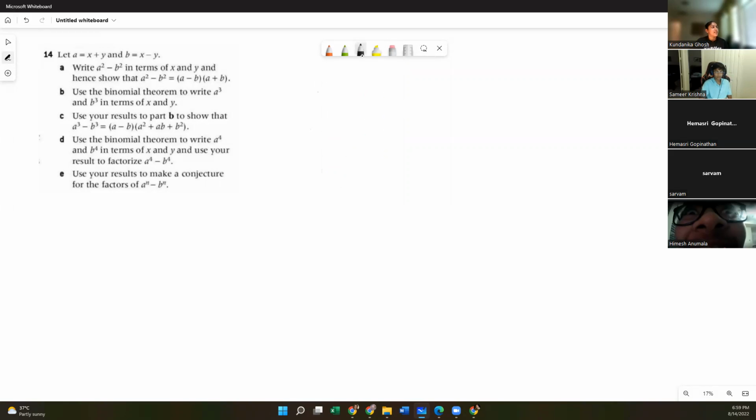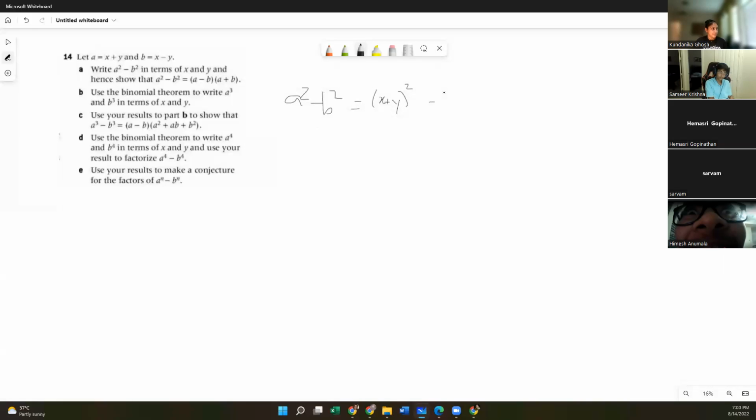Okay, so A: write a squared minus b squared in terms of x and y, and hence show that a squared minus b squared equals (a minus b) times (a plus b). So a squared minus b squared, right? We're rewriting this in terms of x and y. a is x plus y, so we have (x plus y) whole squared. Again, bear with me, this is annoying to write with a mouse. But (x plus y) whole squared minus (x minus y) whole squared.